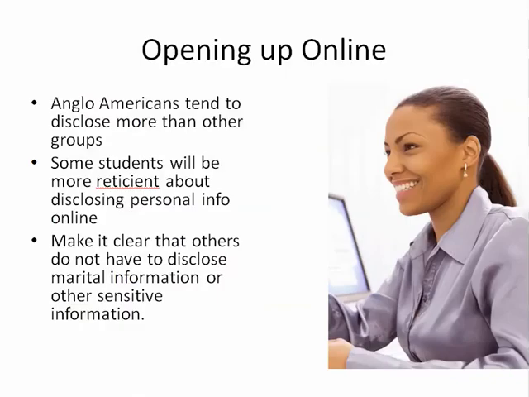Opening up online, I found this one particularly pertinent because Anglo-Americans tend to disclose more than other groups, and you are going to find that some students are going to be reticent about disclosing their private information online. So as an e-moderator, you can make it clear that people don't have to disclose private information such as marital information and so forth, by not setting that precedent yourself, or letting students know they don't have to post this information just because you did.